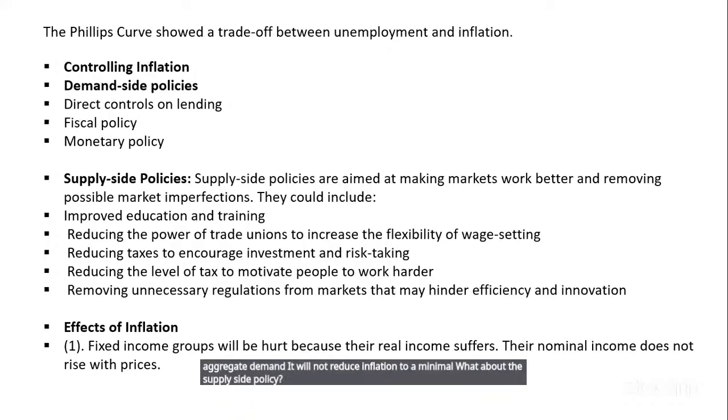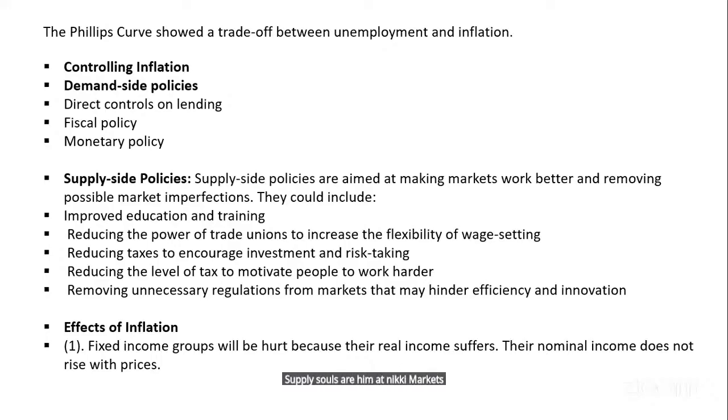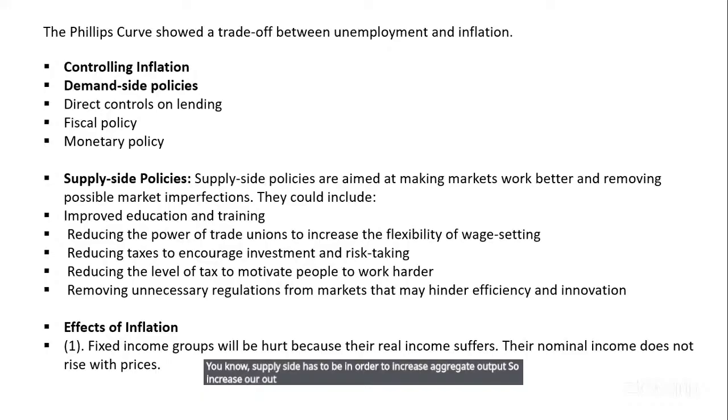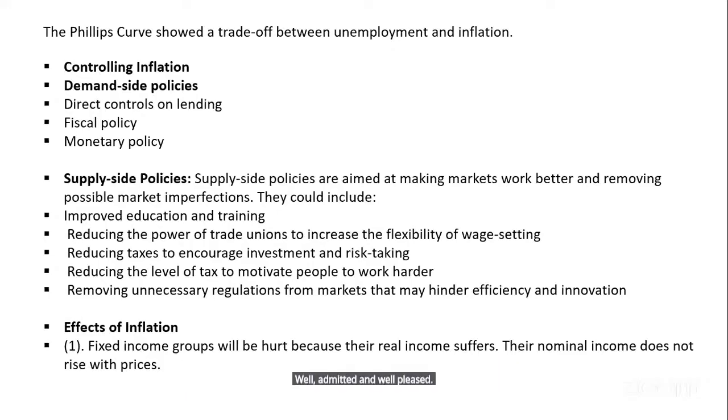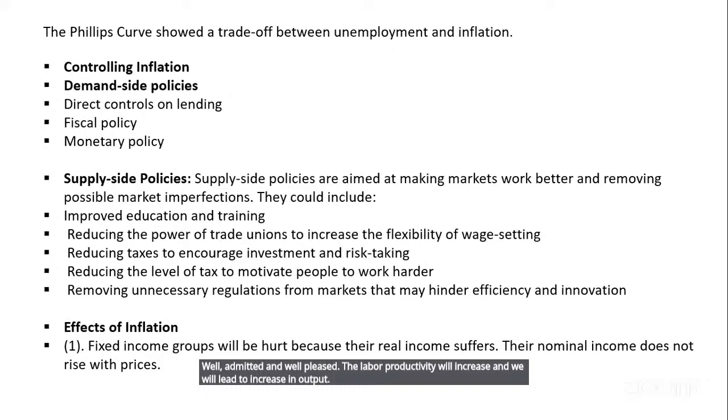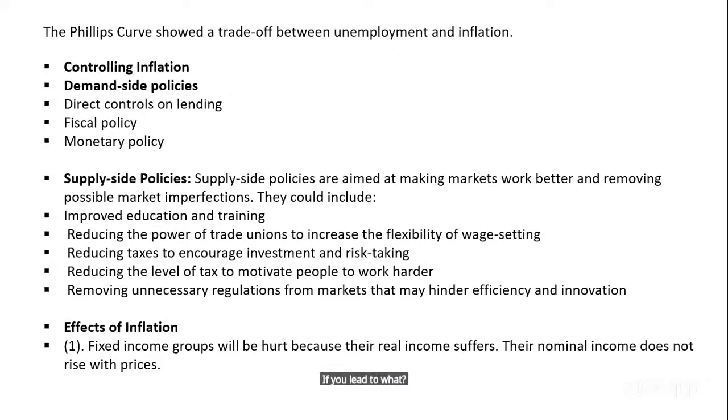Supply side policies are aimed at making markets work better and removing possible market imperfections. These include improved education and training. Supply side policy is meant to increase aggregate output. How can we make use of improved education and training? When the labor force is well educated and well trained, labor productivity will increase, which will lead to an increase in output. And it will lead to what? A control or reduction of cost-push inflation.